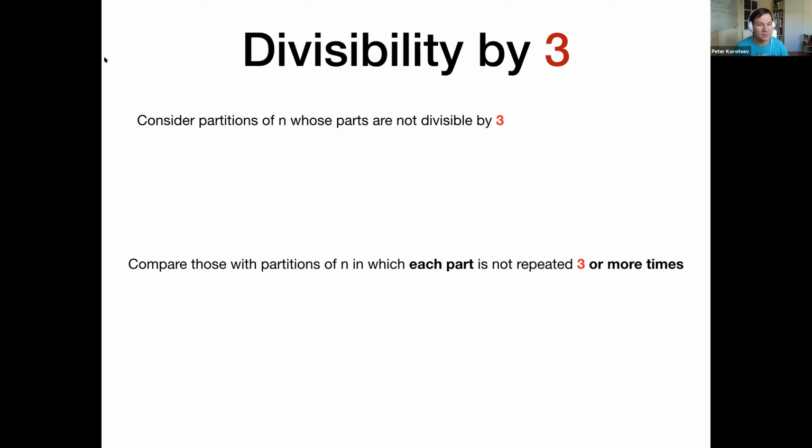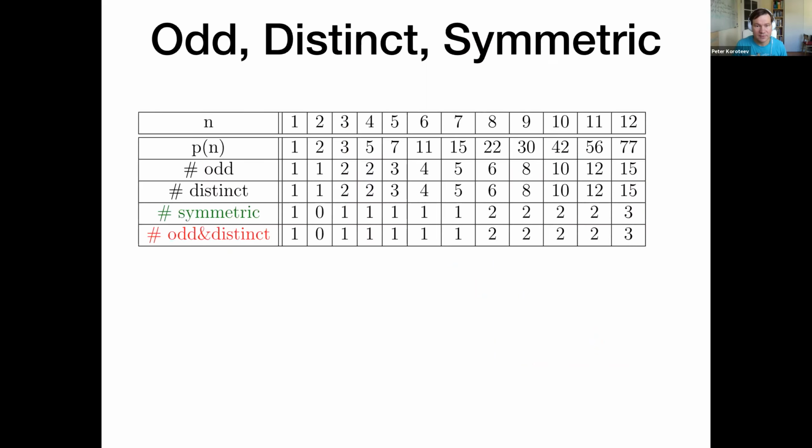Just before you go, let me remind you of one more part of last week's lecture. Remember, we talked about odd versus distinct. Now, here's a quick question. What does odd mean? Odd means that the number is not divisible by 2. That's another way to say what odd is. Okay, that's simple enough. Now, what does distinct mean? Distinct means that a part is not repeated more than 1 time.